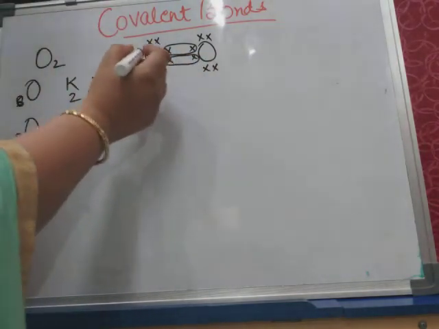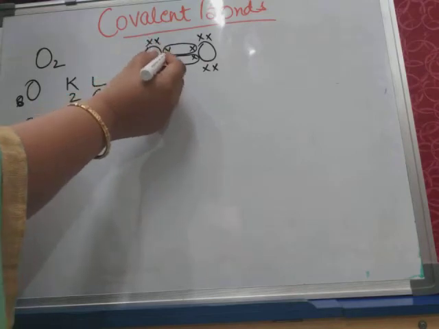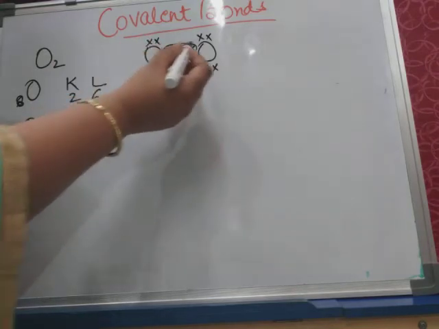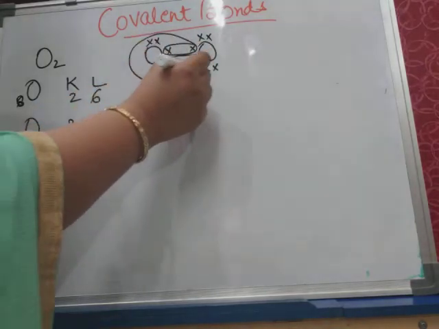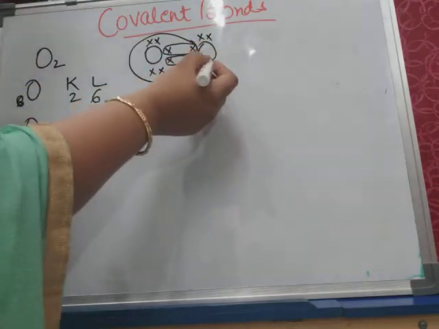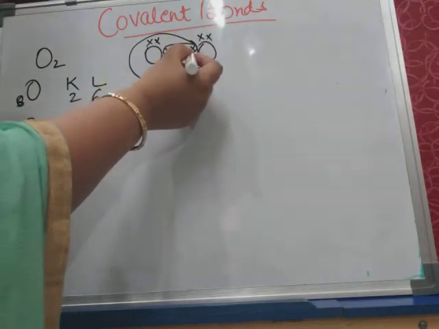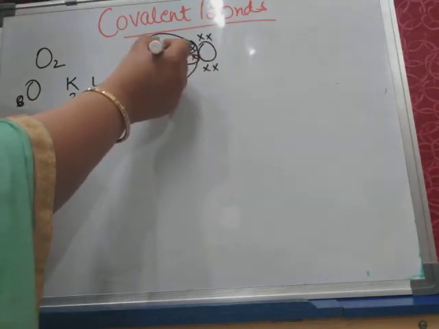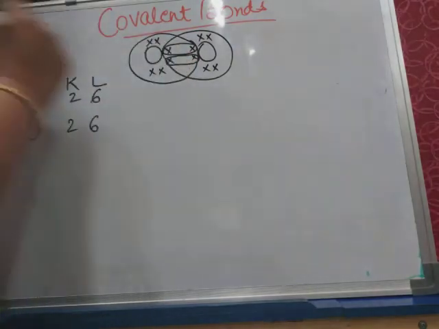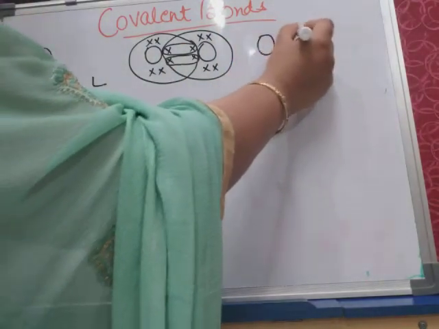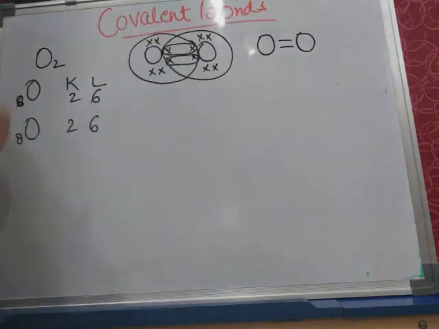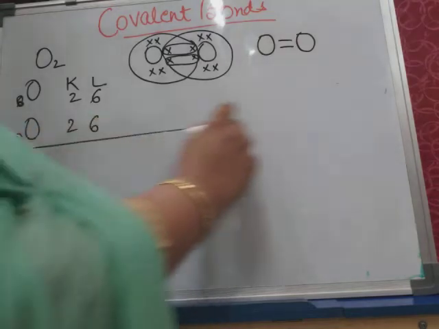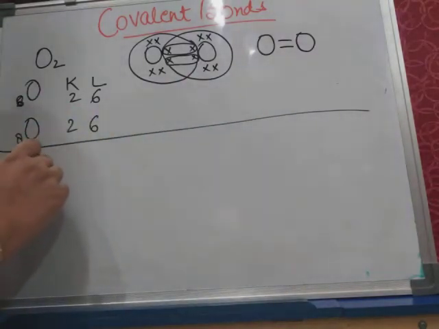Now if we see this oxygen atom, it is already having 6 valence electrons here. 2 it has shared from this oxygen atom. Now see, octet is complete. This oxygen atom also has 6 valence electrons, and 2 it will share from this. Its octet is also complete. Now the bond which is formed between these two oxygen atoms will be a double bond. See, double bond.